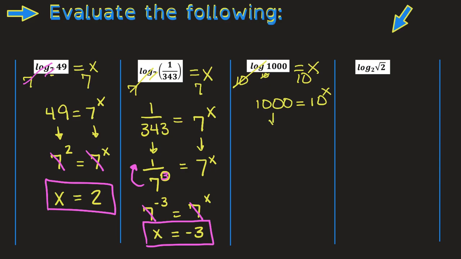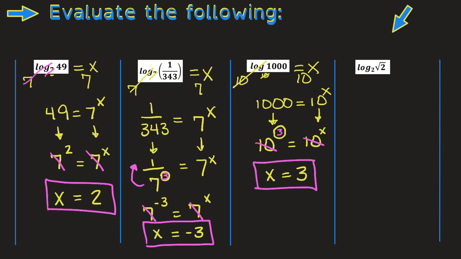We want our bases to be the same. So we know that we're going to have 10 to the something power equals 10 to the x. So 10 to the something power equals 1,000. We know if we plug in our calculator, you can do trial and error, but 10 to the third power would give us the 1,000. Our bases are now the same. So we have x equals 3 as our final answer.